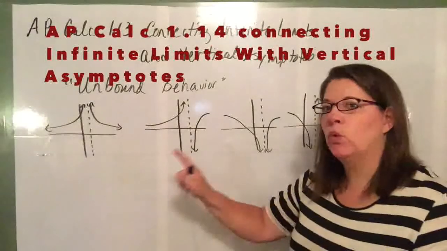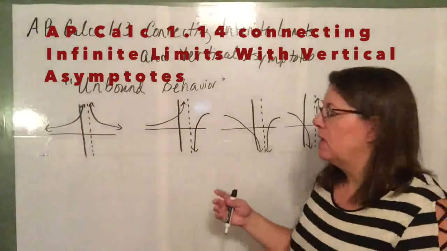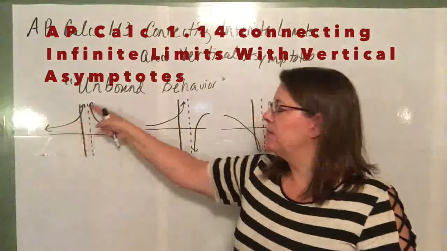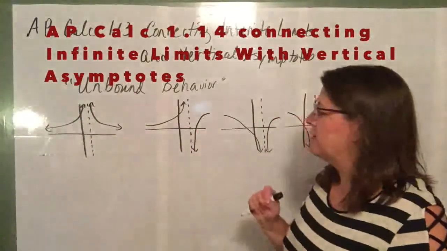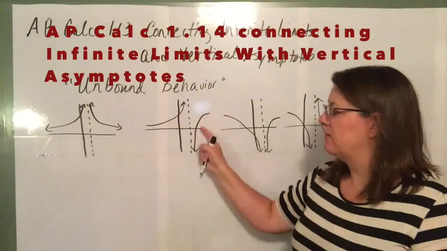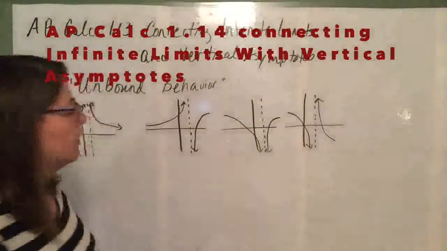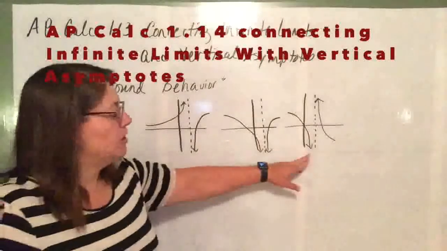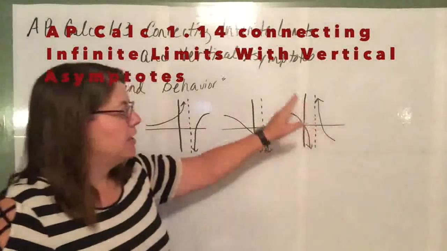Here I have 4 different examples of the possible outcomes when you have vertical asymptotes. You could have a vertical asymptote where both sides approach infinity without bound. You could have one where it approaches infinity from the left, but negative infinity from the right. You could have one where they both approach negative infinity, and you could have one where the left side approaches negative infinity and the right side approaches infinity.